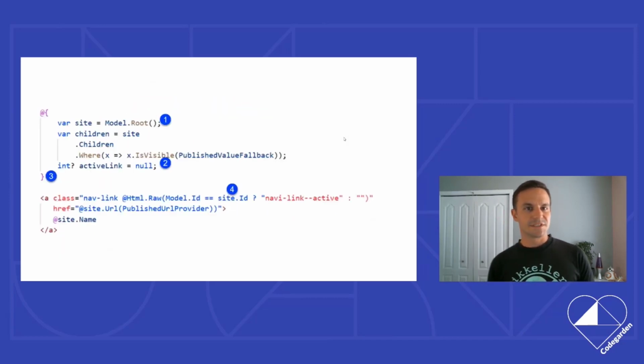So with the optimizations done, let's have a look at the top part. We now store model.Root into a variable. We've removed our Thread.Sleep, which is good.